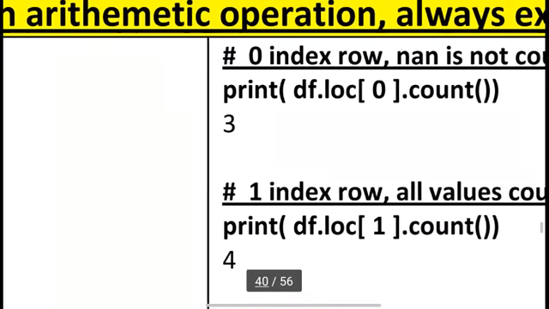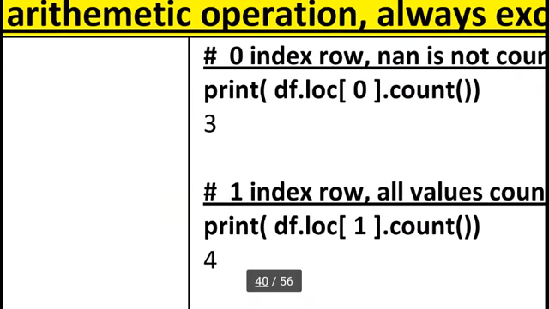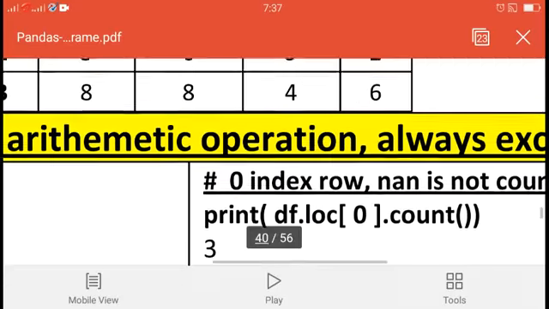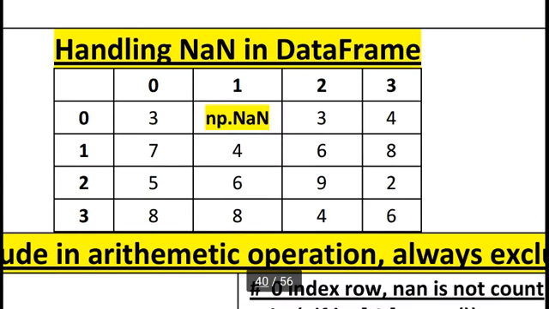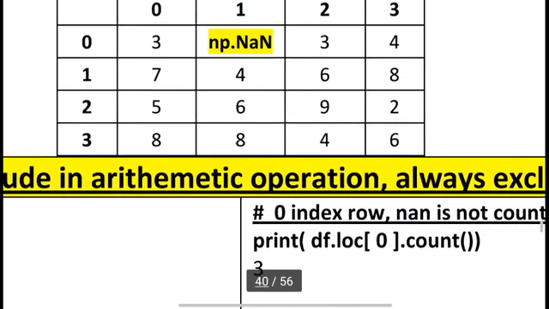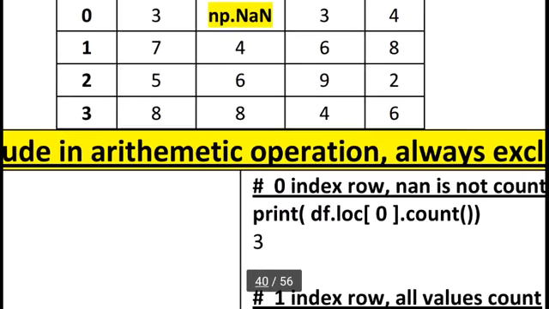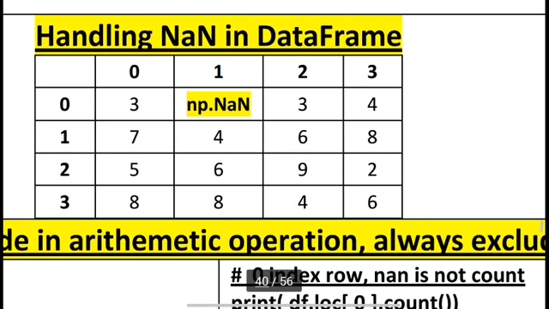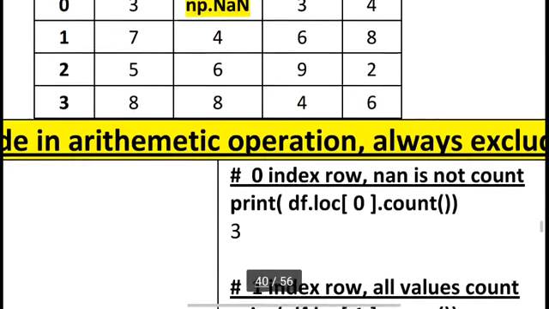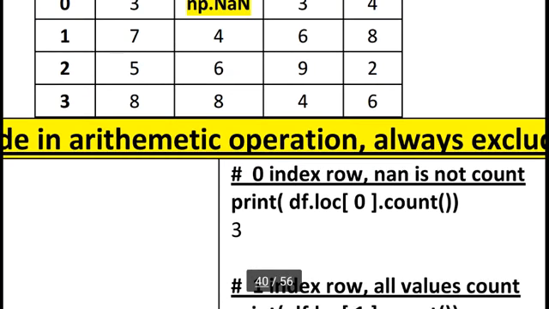Here I am writing df.loc[0].count(). So you can see 3, np.nan, 3, 4. This is our 0 index row, and here I am using dot count, so the output is 3. Here np.nan will not count, only 3, 3, 4, total 3 values. So always keep in mind, np.nan is not a value, so it will not count.